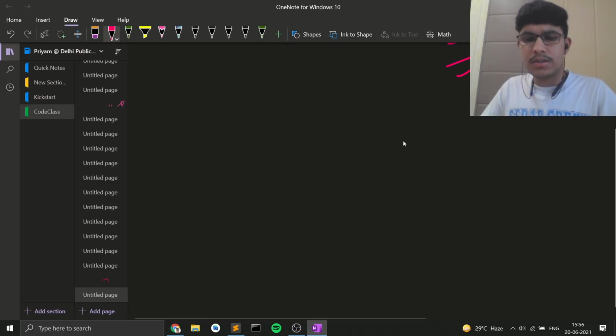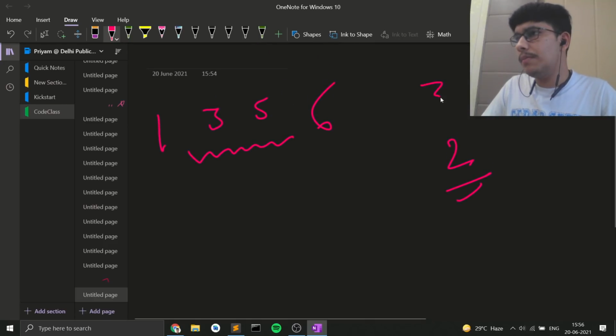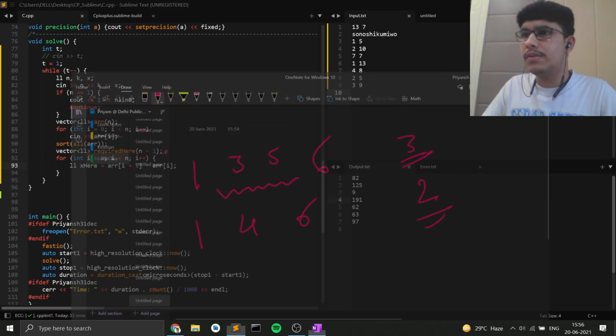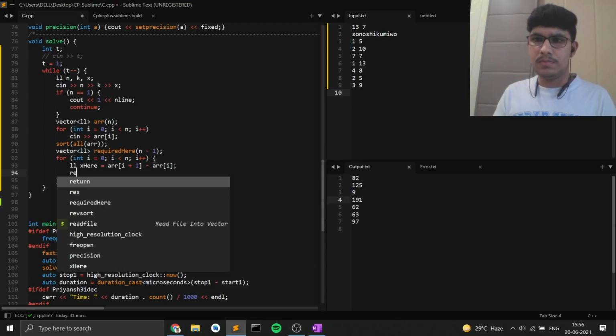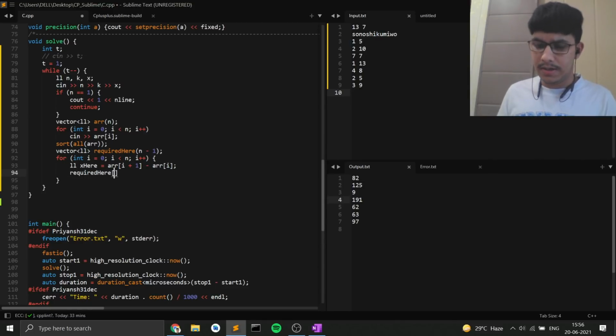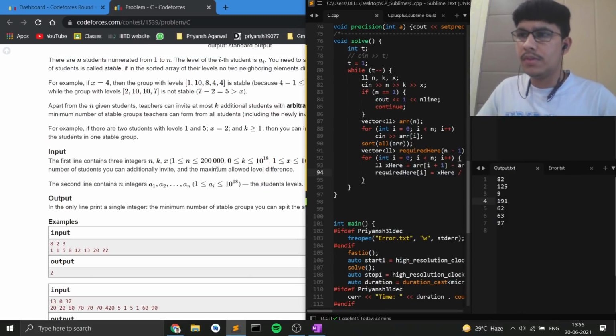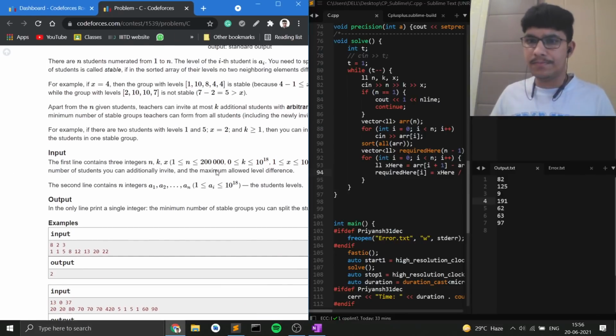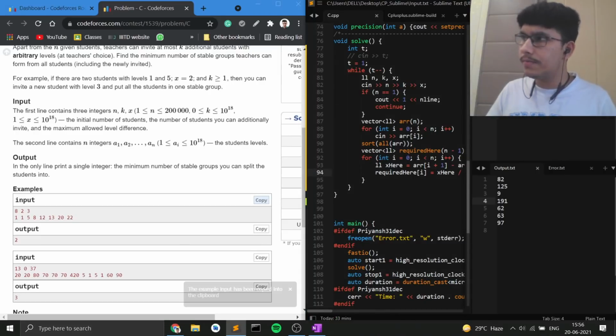Similarly, if I wanted the difference to be 3, then what I can do is 1, 4 and 6. So that's like the floor value of the difference. So at i equals x here divided by x, right? And x is greater than 1. So let's see this.